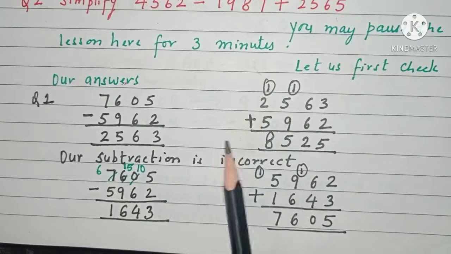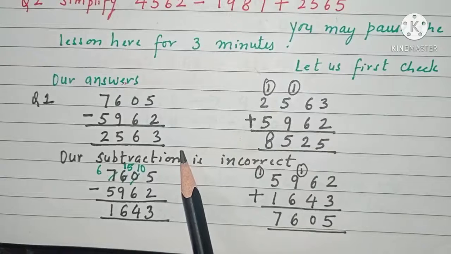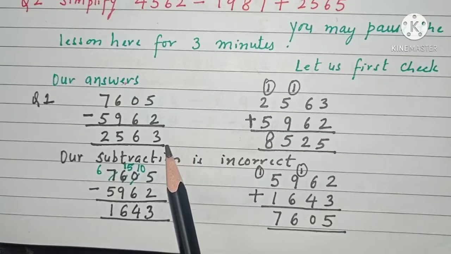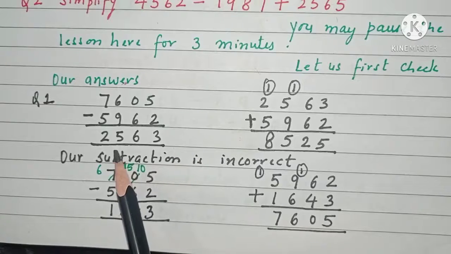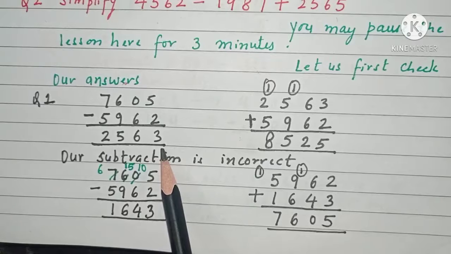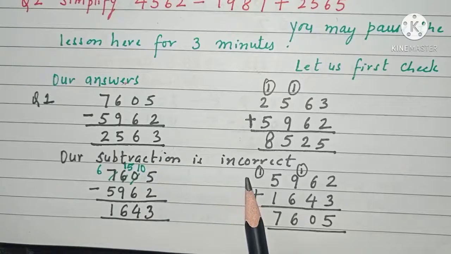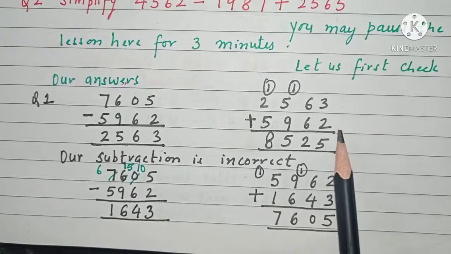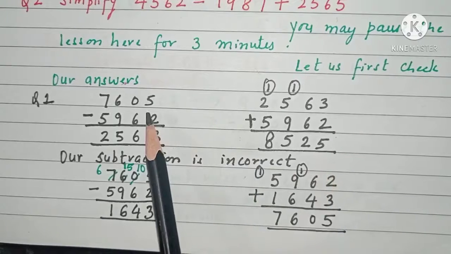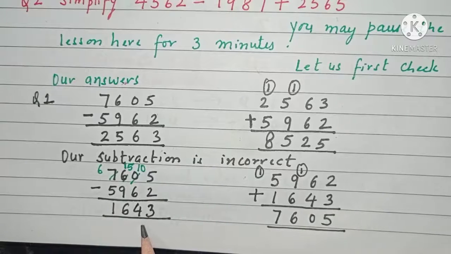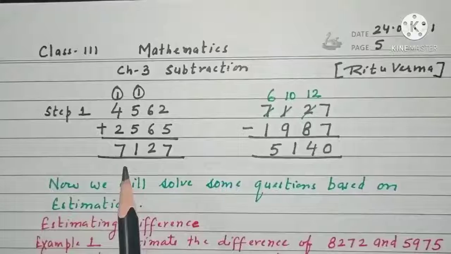So the break time is over now. Let us first check our answers for the given questions. In question number 1, the given answer of subtraction to us is 2563, and when we have checked this answer, our subtraction is incorrect because the answer of the second and third number is not coming out to be the first number. So we will solve it again and then we will get the correct answer.